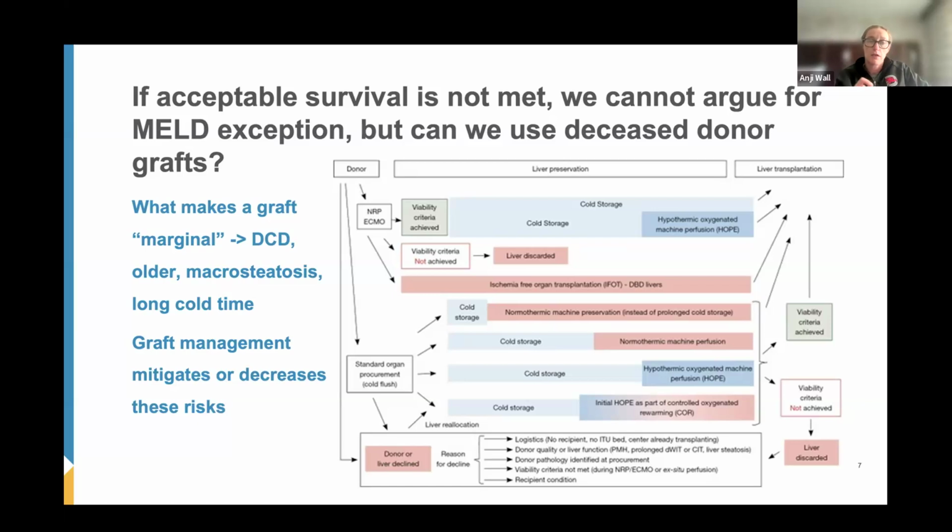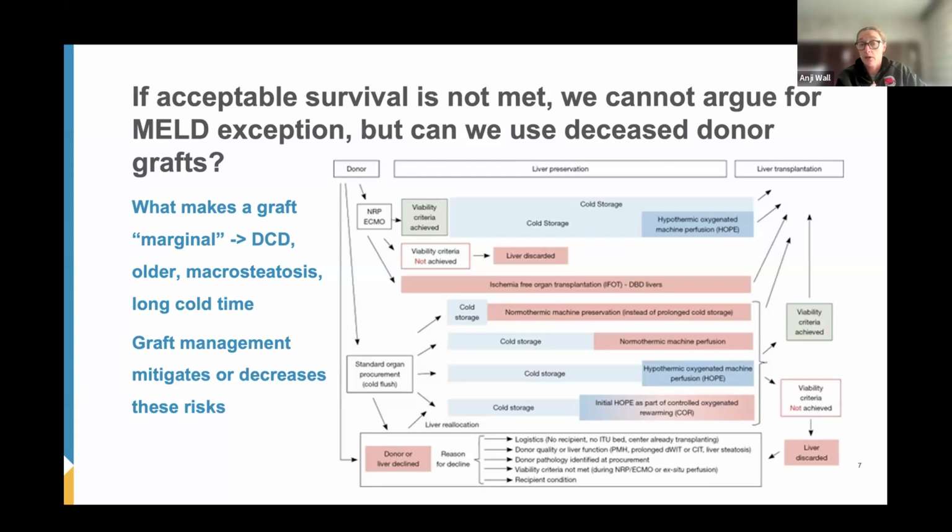Sometimes that machine perfusion technology is NRP, or normothermic regional perfusion. Sometimes it is normothermic machine perfusion. It can also be hypothermic oxygenated machine perfusion or controlled rewarming. The bottom line is that utilizing one or multiple technologies to intervene on grafts that have one or more risk factors for being extended criteria has the opportunity to make those grafts better and to make recipient outcomes better.